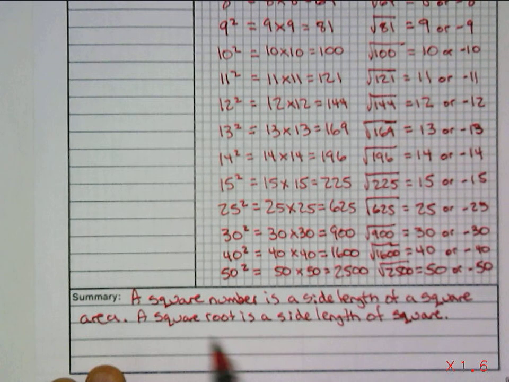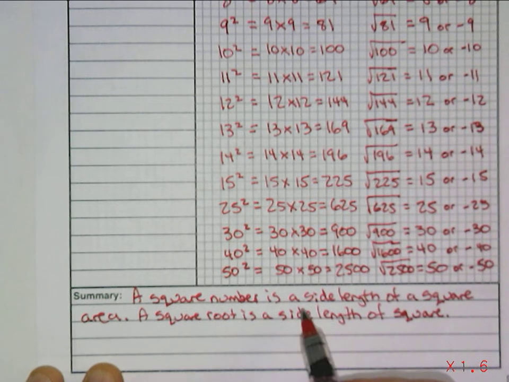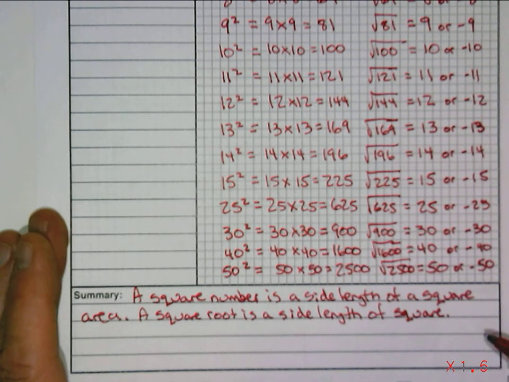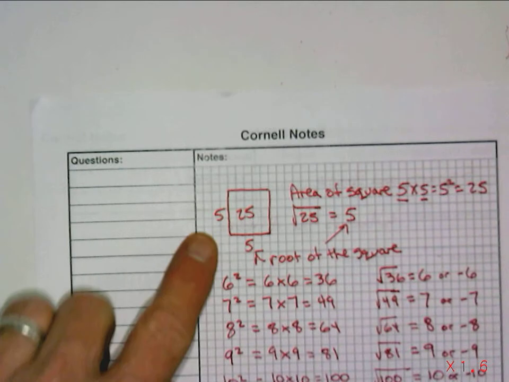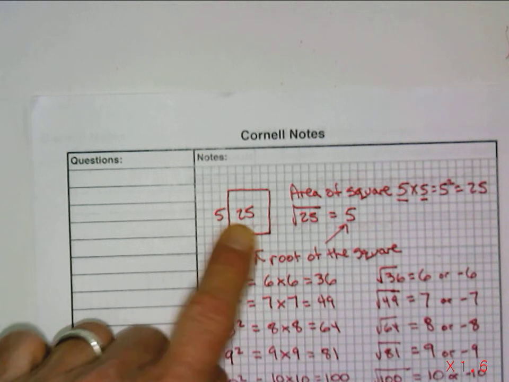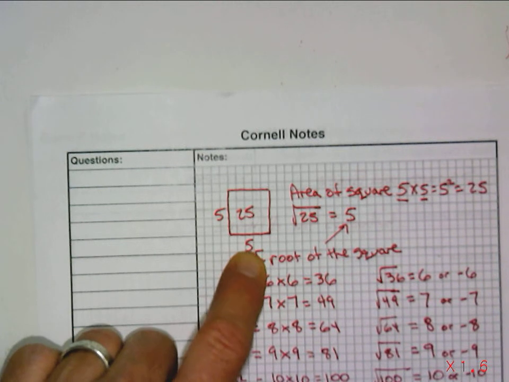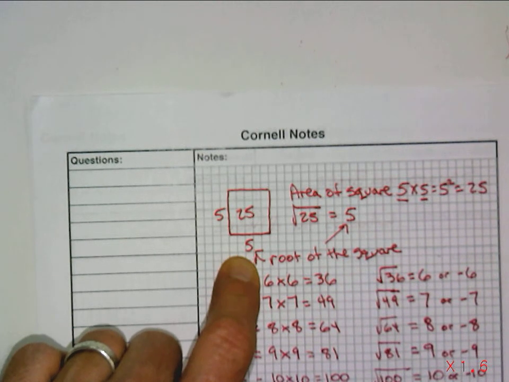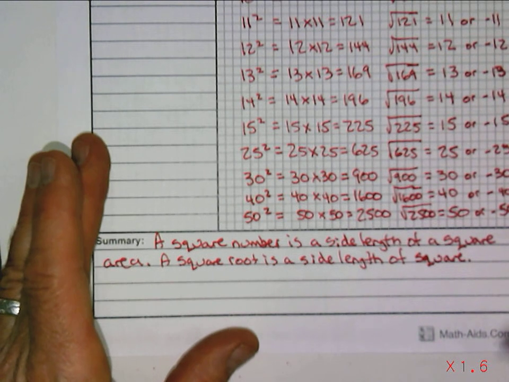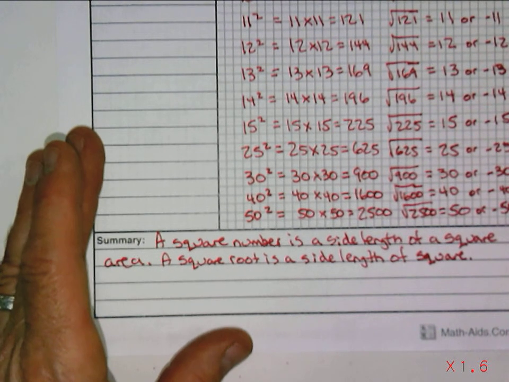So in one case we're looking at the area of the square. Square number is the area of the square, and then the square root is the side length of the square. So again, the idea is that square is the area, the two side lengths multiplied together. The square root is the side length that we began with.